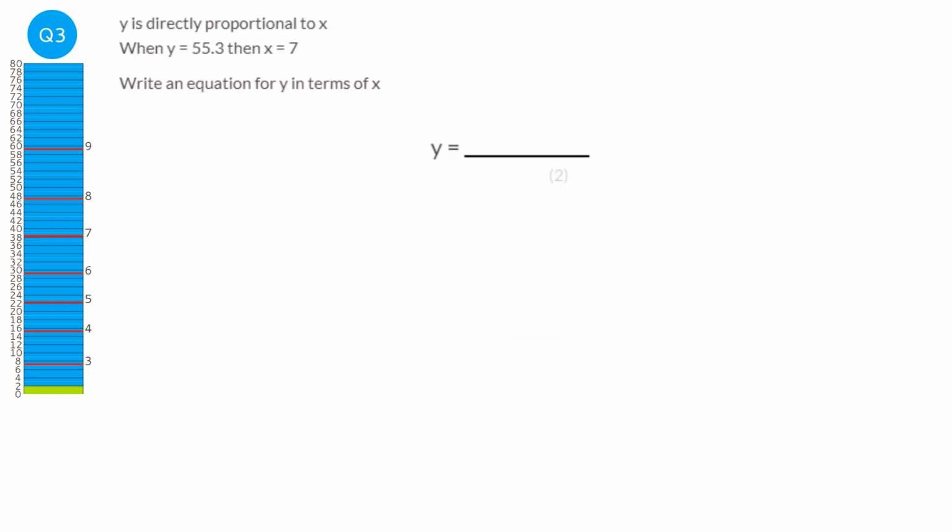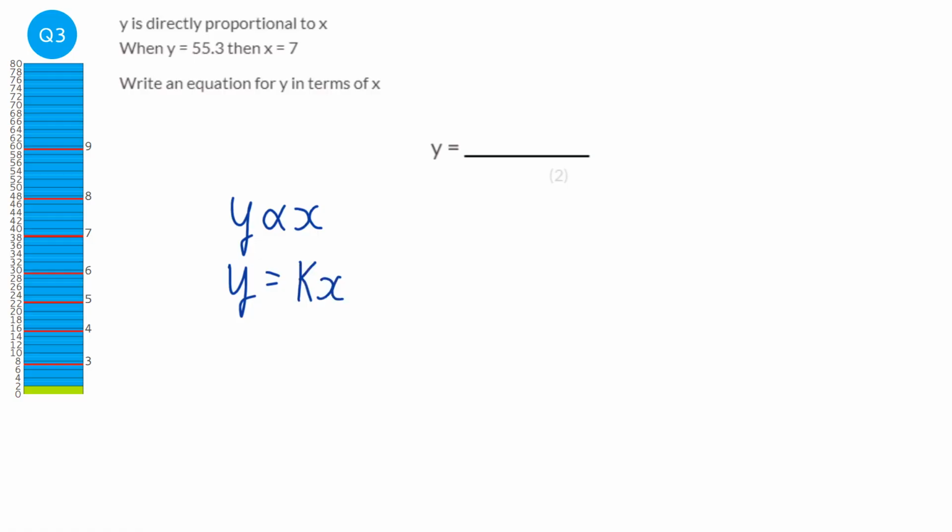So when we say y is directly proportional to x, what we mean is whenever x doubles, y will double, whenever x halves, y will halve. Now we've got this proportionality sign here. And to make that an equals, all we need to do is introduce a k constant to the right hand side. So it's y equals something times x.